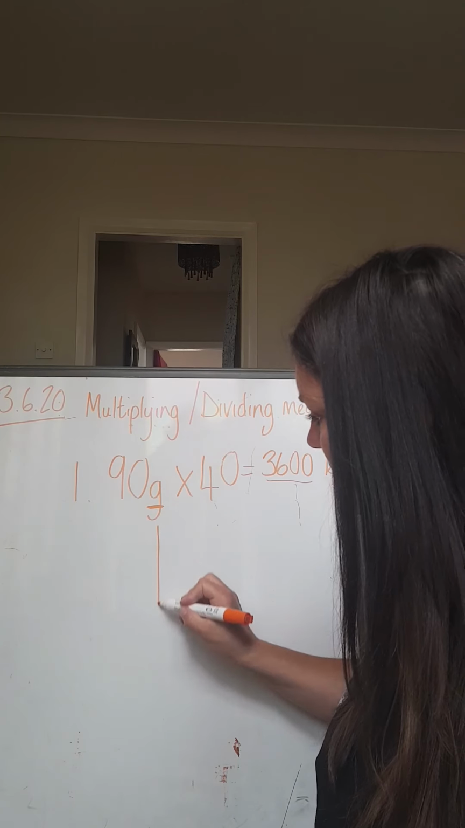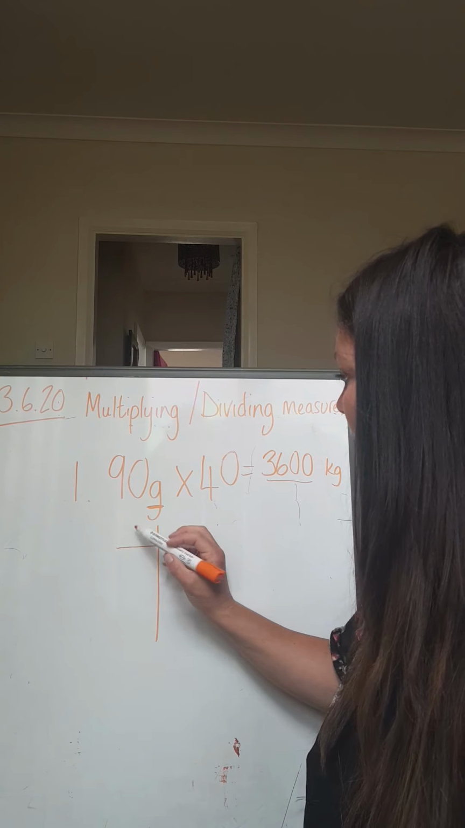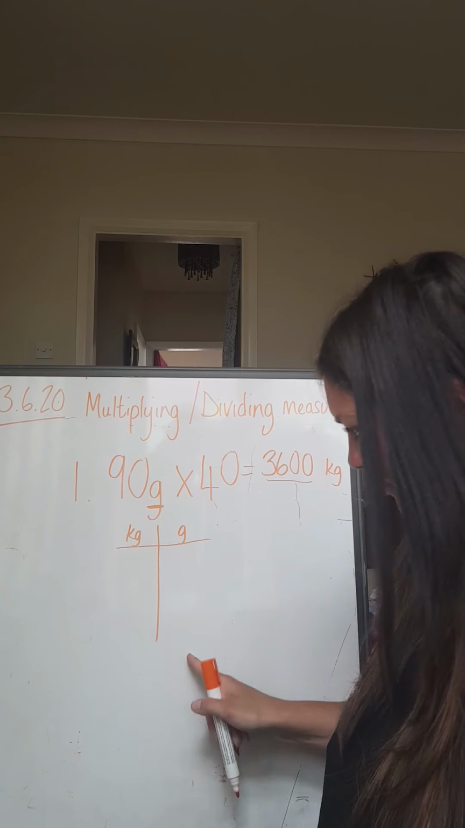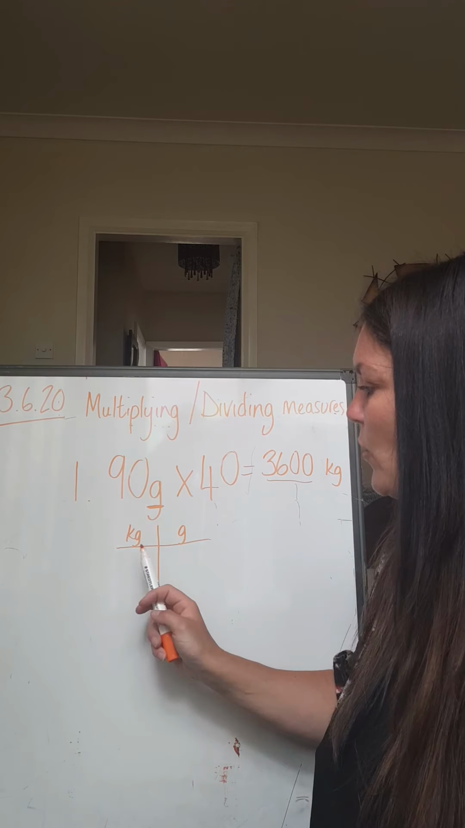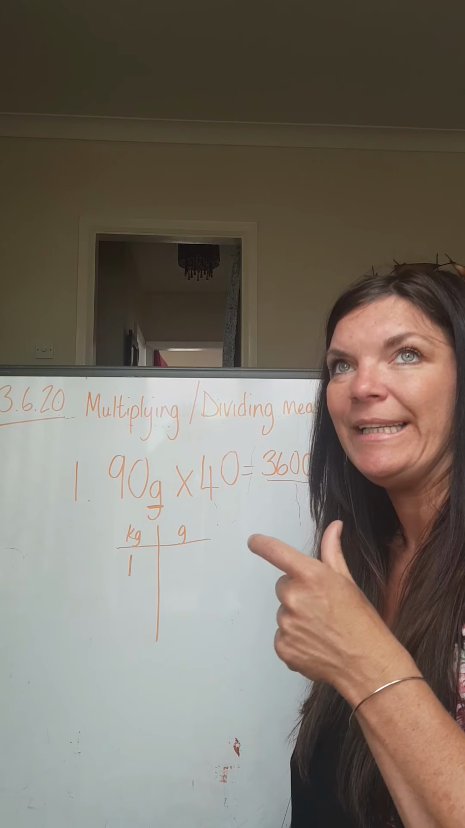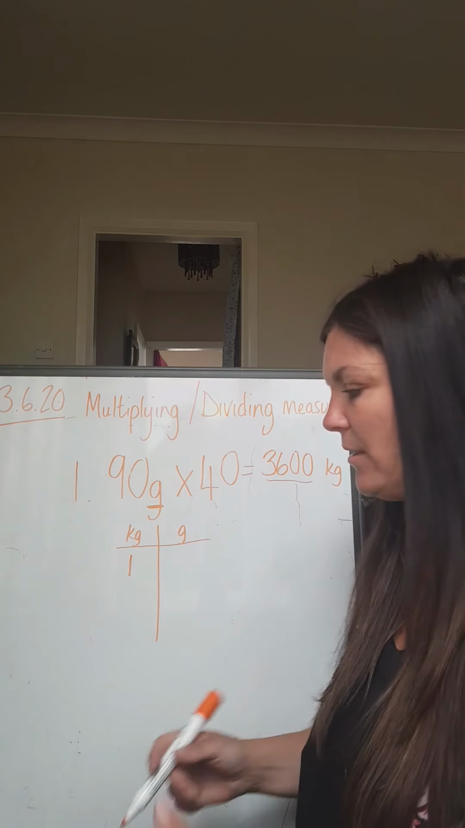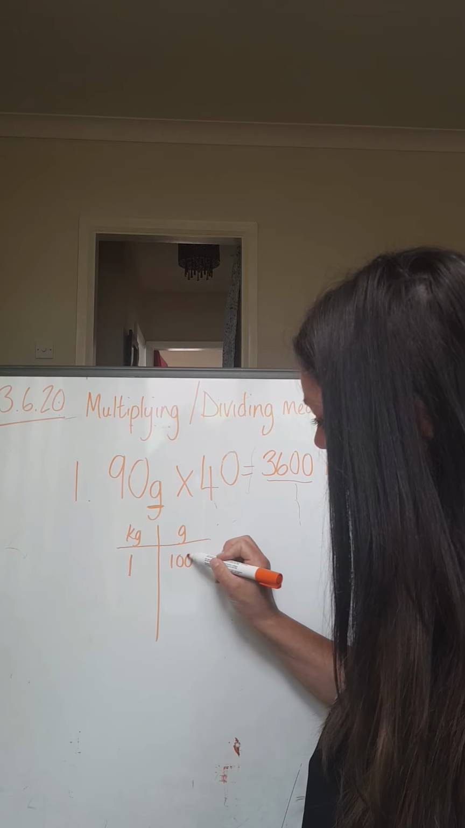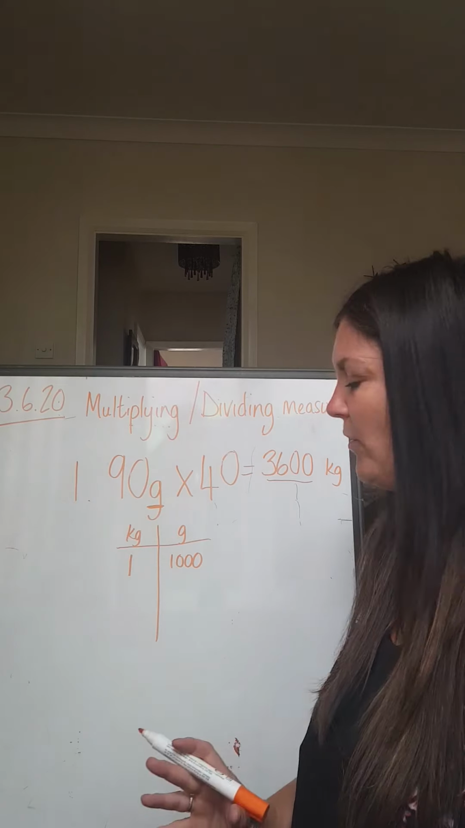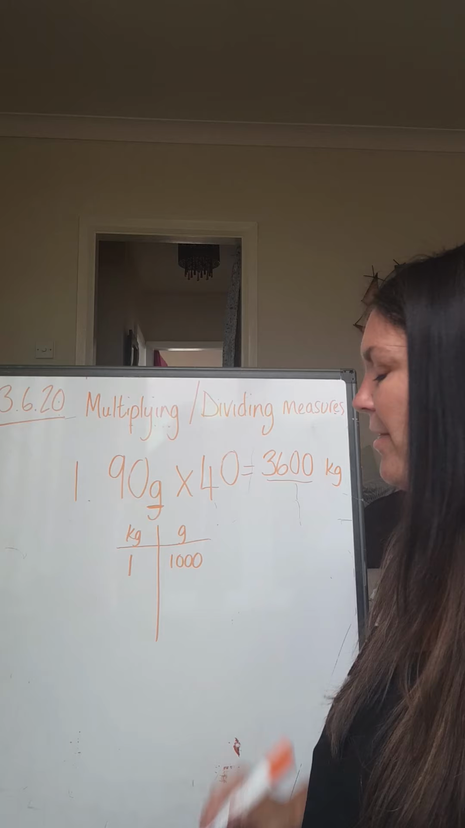So as always, with measurements, I'm going to draw a little table and work out what I already know. Now I'm thinking about kilograms and grams. So each column is for the different measurements. If I've got 1 kilogram, the clue is in the name, kilogram. How many grams is that? And kilo translates to 1,000. Don't hold me to it, but I'm sure that's in Latin or some old language that translates over to 1,000. So I know if I've got 1 kilogram, I have 1,000 grams.